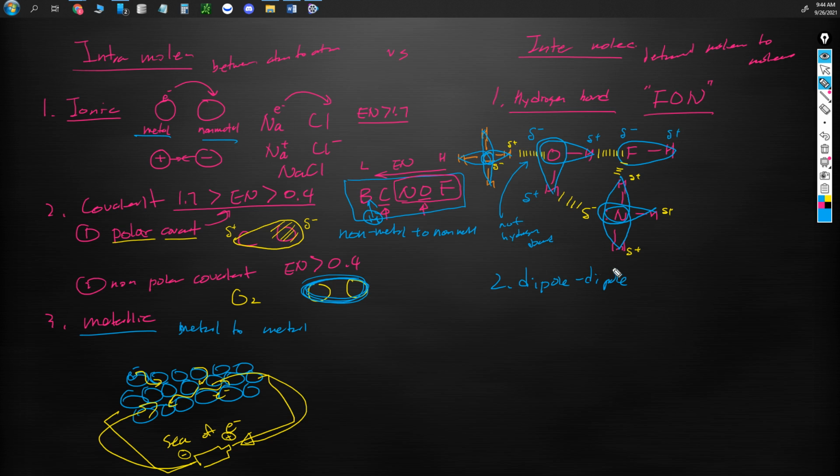So another good example you can think about is what? Basically, we talked about carbon monoxide earlier. If you have a carbon monoxide having partially negative here, partially positive here, and you have another carbon monoxide, partially negative, partially positive, there'll be interaction between the two, and it has nothing to do with any hydrogen bond at all. So this interaction will be basically dipole.